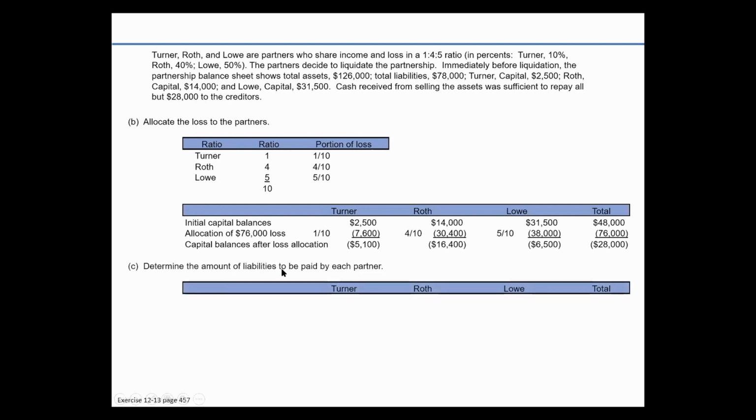They will determine the amount of liabilities to be paid by each partner. So the amount to be repaid then would be $5,100 for Turner, Roth $16,400, and then Lowe $6,500. So that's the amount remaining that they would each need to pay in order to clear up all of the liabilities of the business.